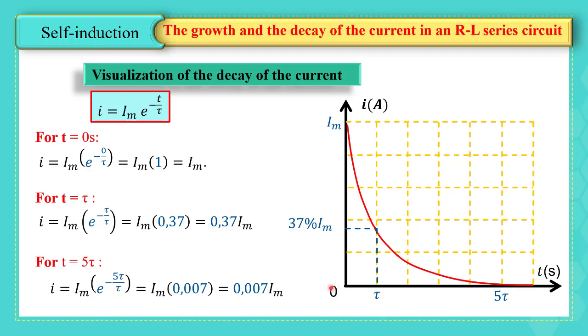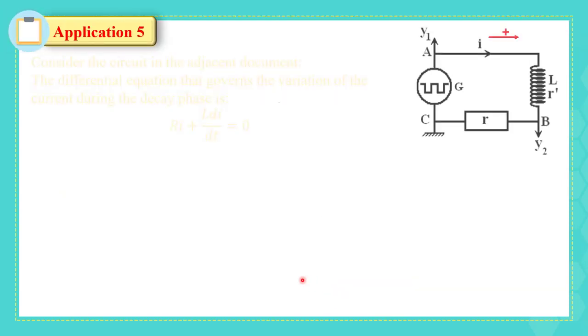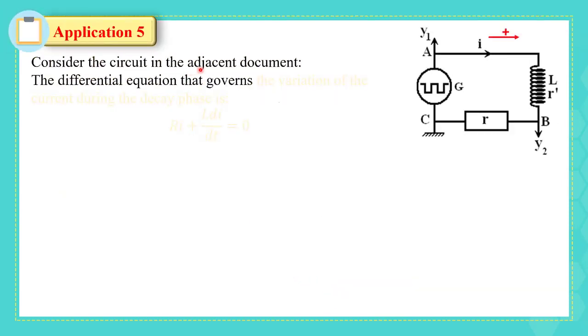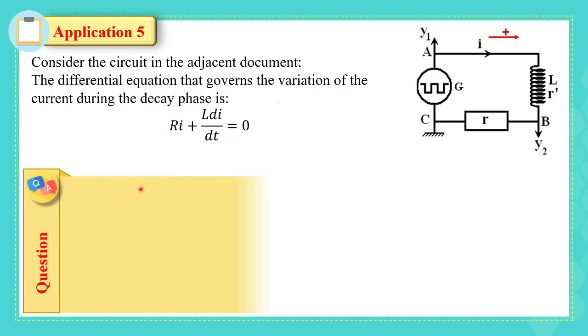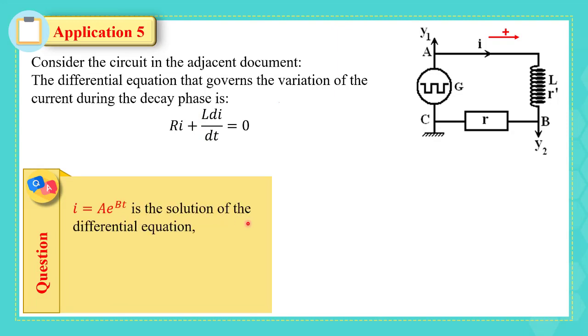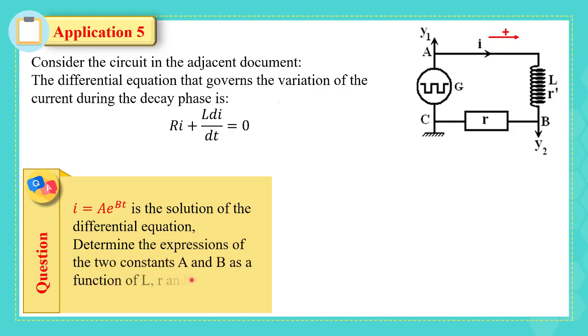Now let's solve application 5. Consider the circuit in the adjacent document. The differential equation that governs the variation of the current during the decay phase is Ri plus L di/dt equals 0. The question: i equals A e to the power bt is the solution of the differential equation. Determine the expressions of the two constants A and B as a function of L, R, and R'.